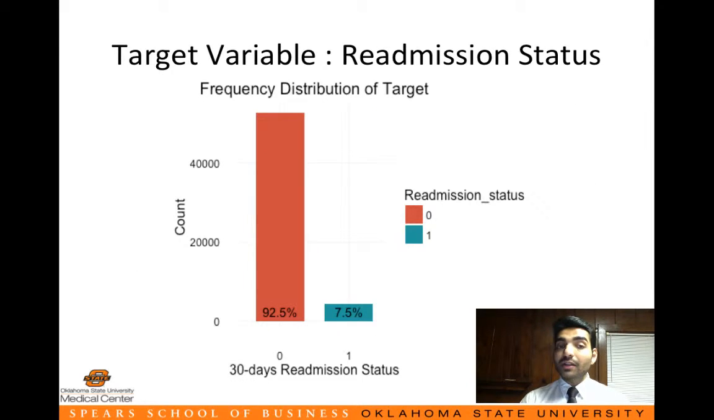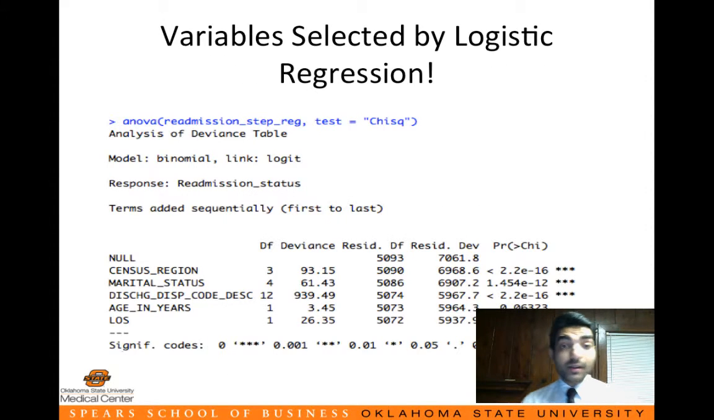Now, the most important variable, our target variable. We found that 7.5% of the encounters were readmitted and 92.5% of them were not readmitted within the 30 days time span. Since our target variable was a binary categorical variable, the first model that we selected is logistic regression.